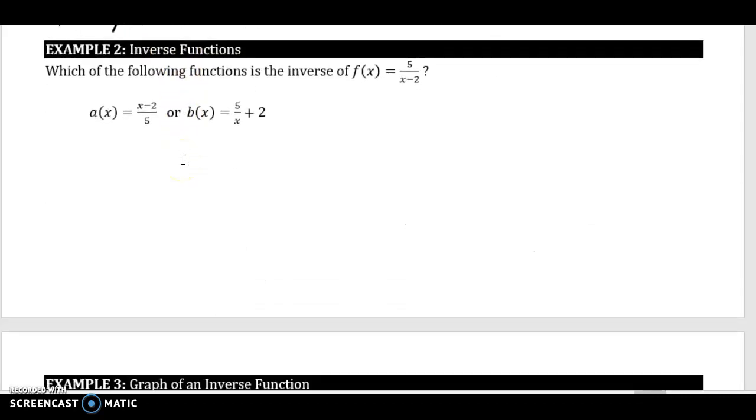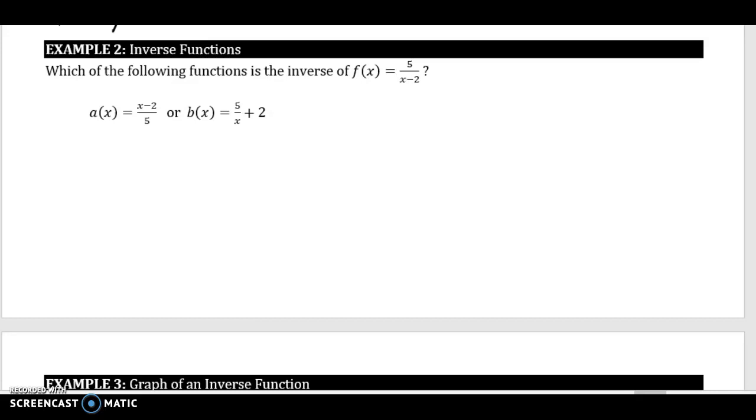So now, which of the following functions is an inverse of 5 over x minus 2? So is it this one or is it this one? Well, we could do it a bunch of different ways. We could graph it and see which one is a reflection over the line y equals x. Or we can do it algebraically where we switch x and y. So I'm going to take this one and I'm going to transform it into one of those two, I believe is the best way to do that.